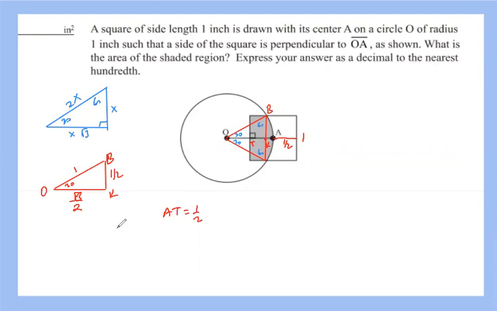The other part, OT, is also 1/2, because T is just right in the middle. Actually, OT is not 1/2. OT is what's remaining from the 1. So I do know AT is 1/2. Okay, so let me take this guy. AT is 1/2 because A is right in the middle of the square. And I do know OK. So let me write right here.